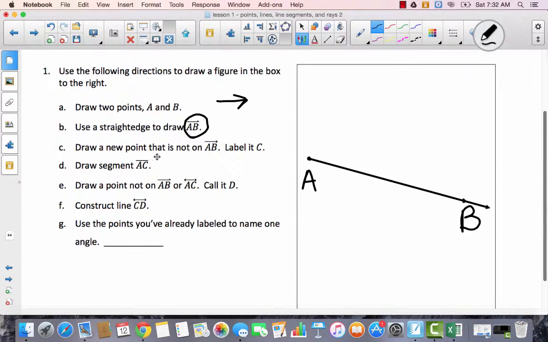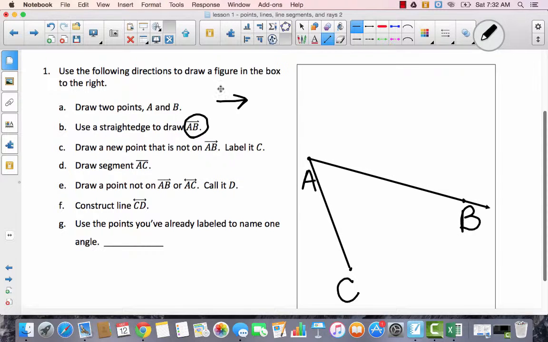Draw a new point that is not on ray AB and label it C. So I'm going to come down here and put a new point, C. Draw segment AC. So a segment has endpoints, which means that this should not have arrows. I'm just connecting point A to point C.